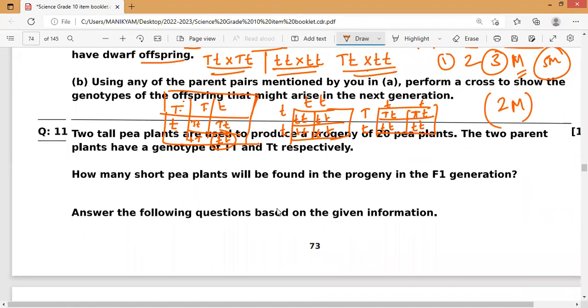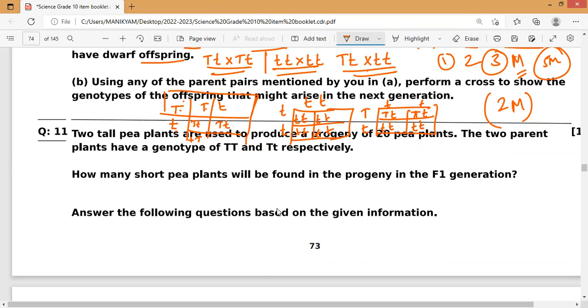Next, 2 pea plants are used to produce a progeny of 20 pea plants. Sorry, 2 tall pea plants. So 2 tall means dominant or recessive, everybody? Dominant. The 2 parent plants have a genotype of, check it here, capital T, capital T and capital T, small t, respectively.